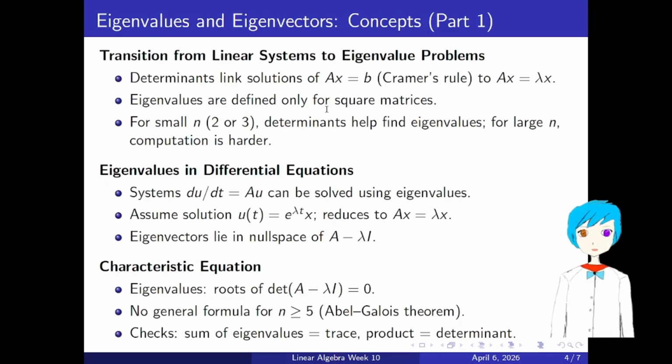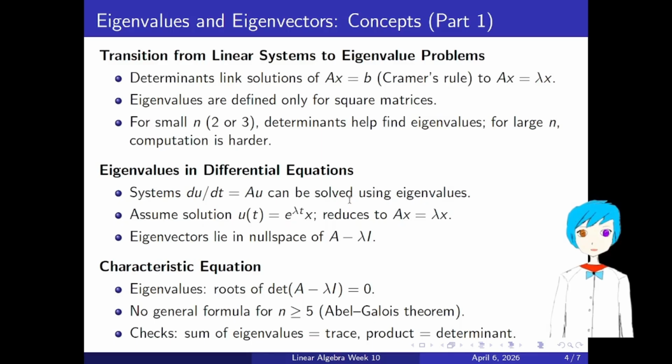Then we introduce the eigenvalues and eigenvectors of matrices. The transition from linear systems to eigenvalue problems helps us better understand the role of matrices when we are considering linear transformations. So determinants link solutions of Ax equals b to Ax equals lambda x, and eigenvalues are defined for square matrices to help us determine the values of those lambda.